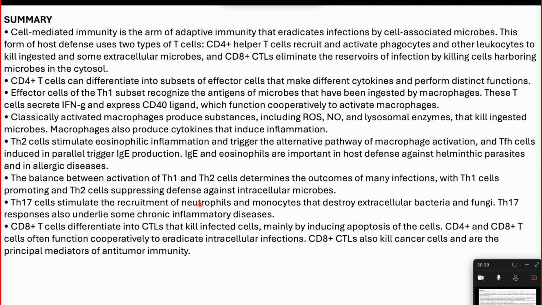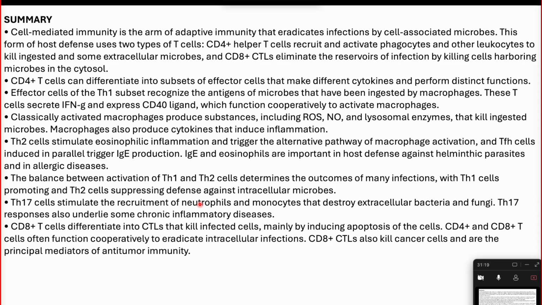Effector cells of the Th1 subset recognize the antigen of microbes that have been ingested by macrophages. These T cells secrete interferon gamma and express CD40L, which function cooperatively to activate macrophages. These are all the same things. It's just we are writing them so that we have a better understanding of the sequences, because via images you can understand the process, but at the end of the day you need vocabulary to build the story around it.